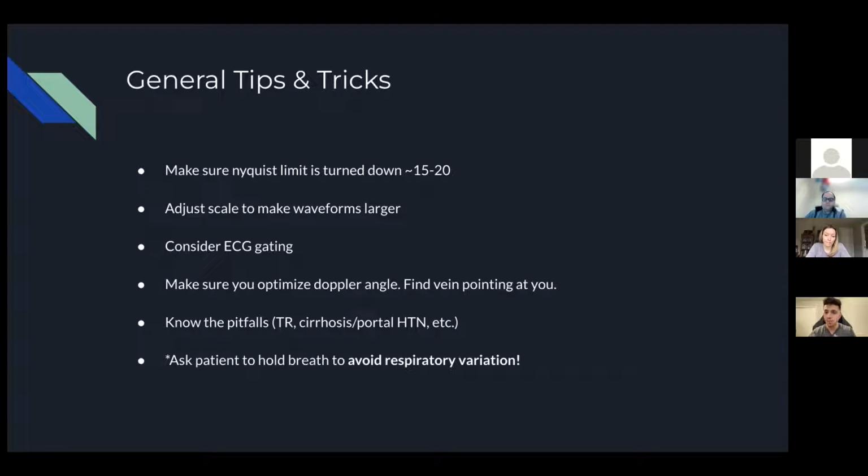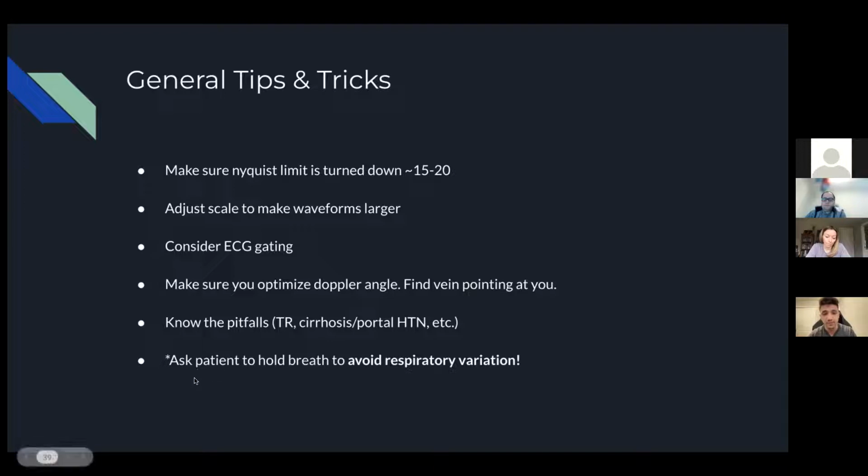Making sure that the vein is pointing towards us as best as possible to get a nice direct Doppler angle is key. Being aware of the pitfalls, knowing that TR can cause a false positive on our hepatic waveform, for example. Knowing that cirrhosis and portal hypertension can cause false positives or false negatives in our portal waveform. Things like that are quite important.